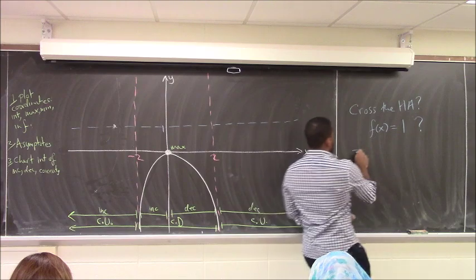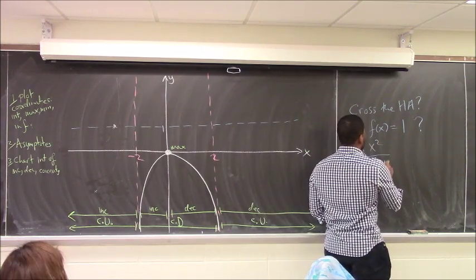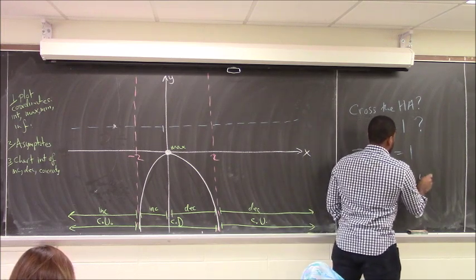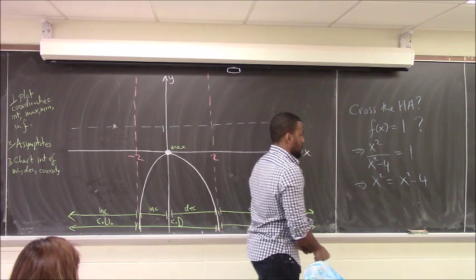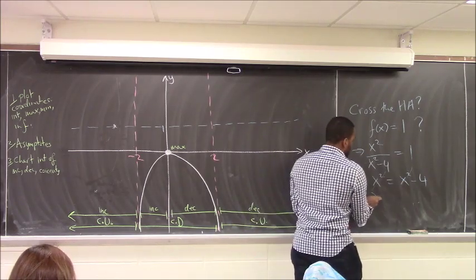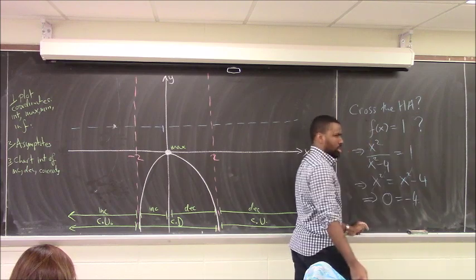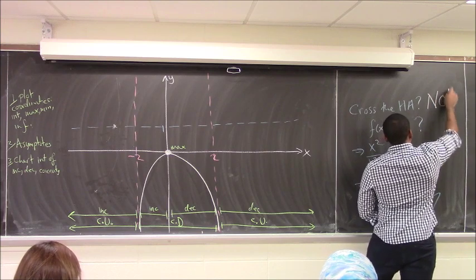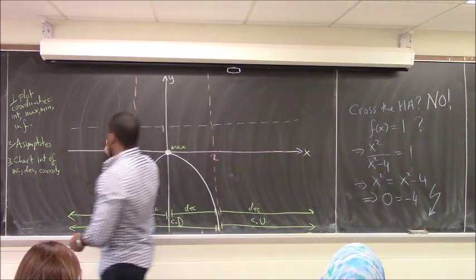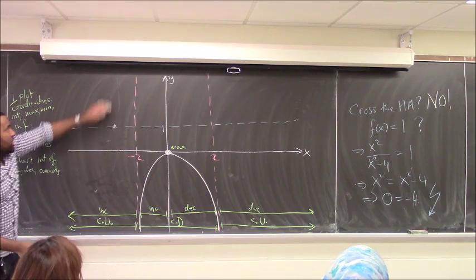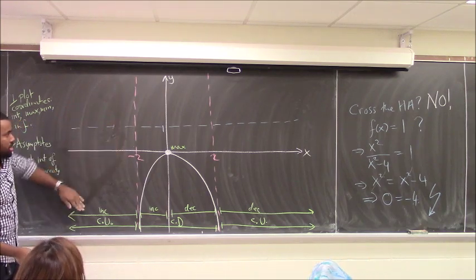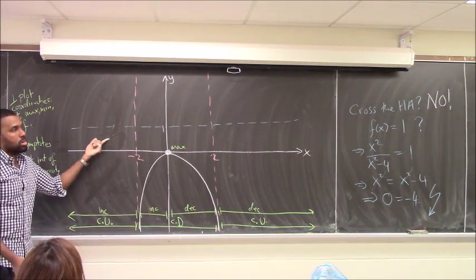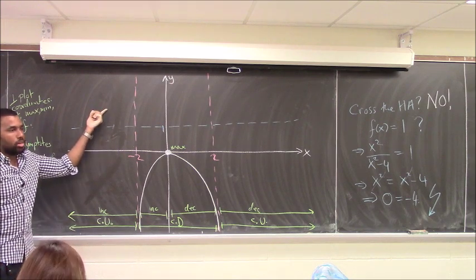Now your function is x squared over x squared minus 4. That would mean that x squared is equal to x squared minus 4, by cross multiplying. I can subtract x squared from both sides. That would mean 0 is equal to minus 4, which is absurd. So the answer is no, I do not cross the horizontal asymptote, which means my graph cannot be here. It has to be up here. So I can literally go through each region and ask myself, could I be here? No, because it would violate step 2. Could I be here? No, it'll violate that. I must be over here.